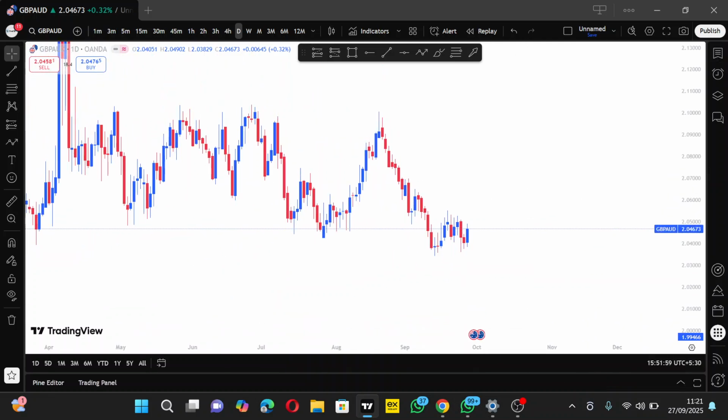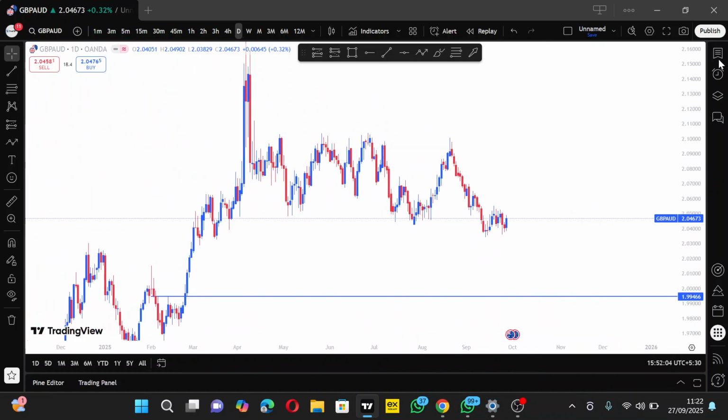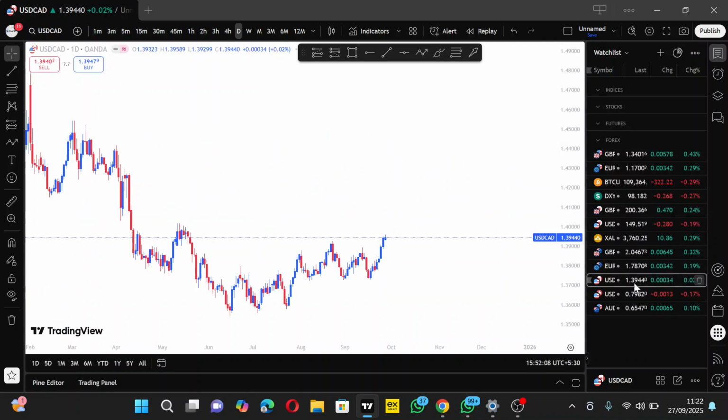So now this is for GBPUSD. All these are very useless pairs. All these pairs I'm not trading for now. I'm just looking at them. I'm looking at the GBPUSD and EURUSD. Their structure is not correct. Then this is for USD CAD.